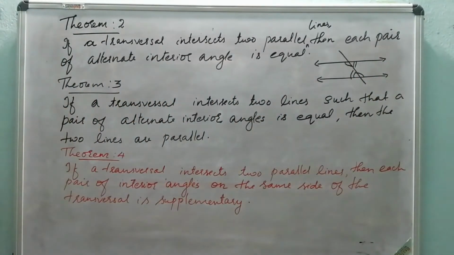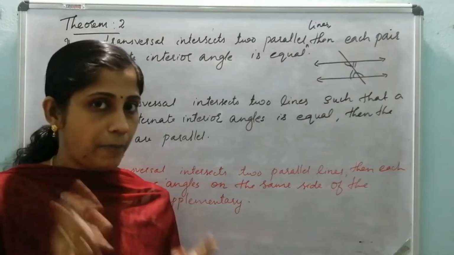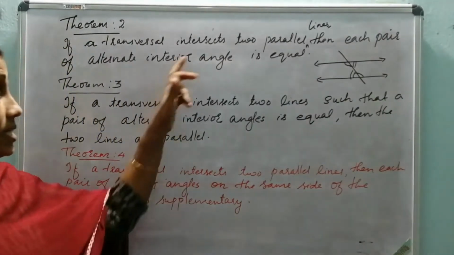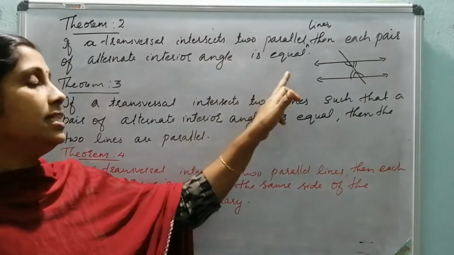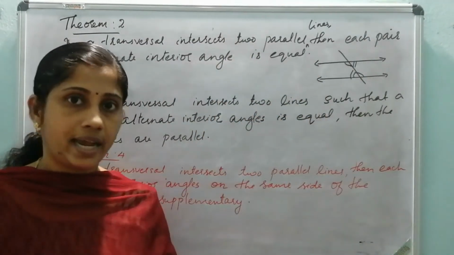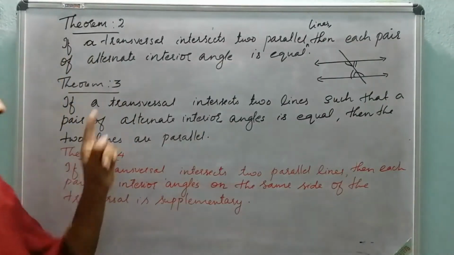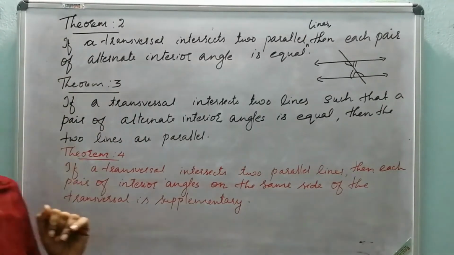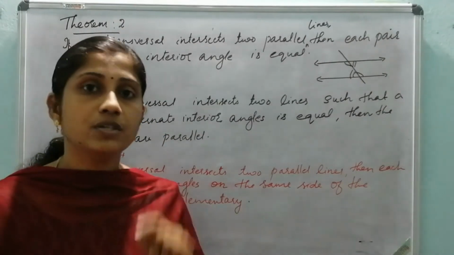It will be equal only if the two lines are parallel. If the transversal intersects two parallel lines, then each pair of alternate interior angles will be equal. That is the first theorem. That is theorem 2. Then look at theorem 3.